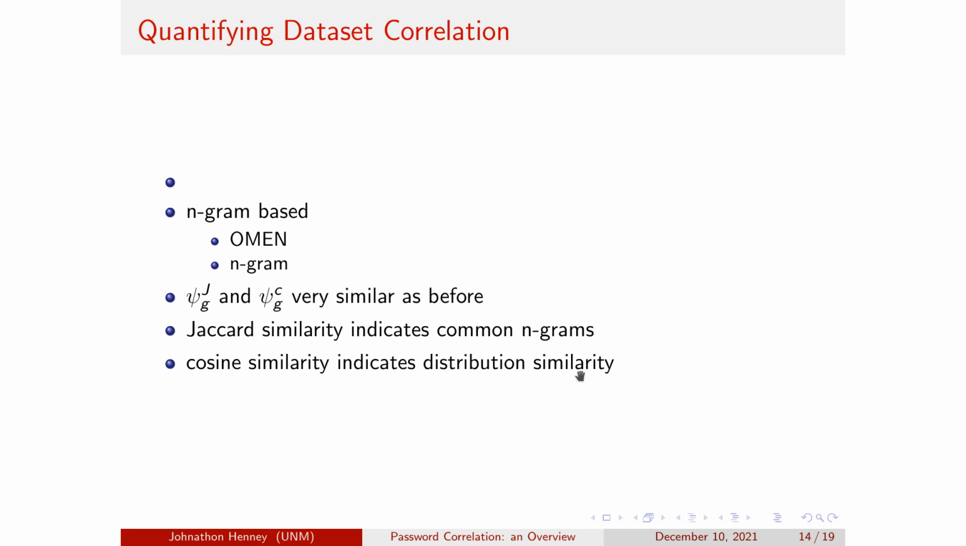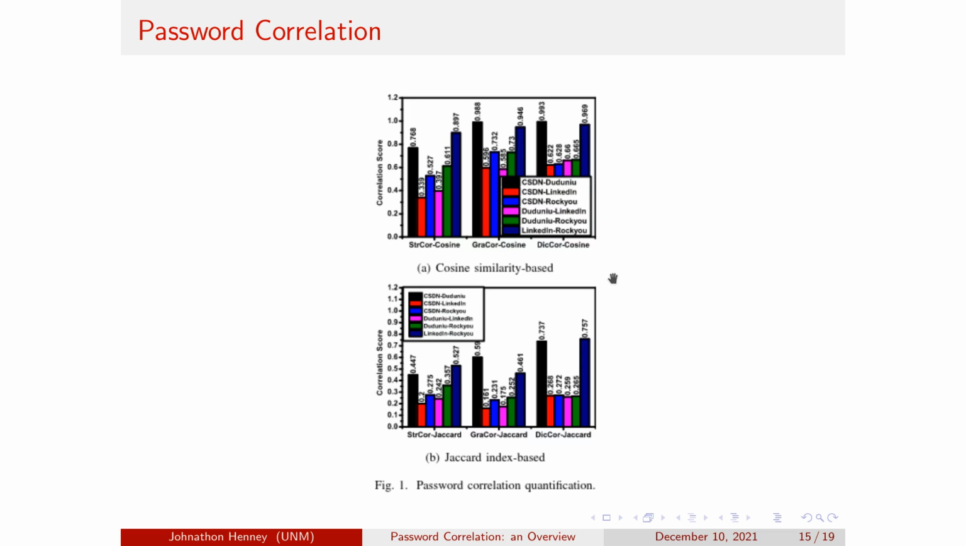And then they also talk about dictionary-based correlation quantification, and I left that out for brevity, but it's very simple once you understand the first two methods, and they talk about it more in the paper, and I recommend looking into that. So here's a graph where you can see which dataset is compared to which, and then over the structural, the n-gram-based, and the dictionary-based, what kind of correlation factors we're able to see through here.